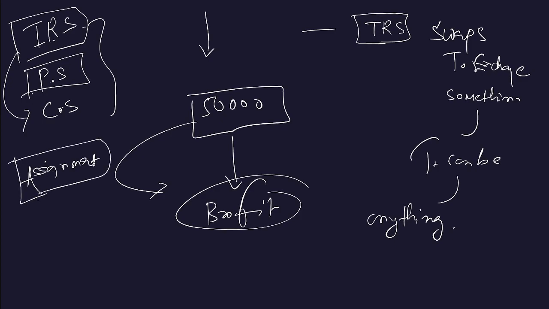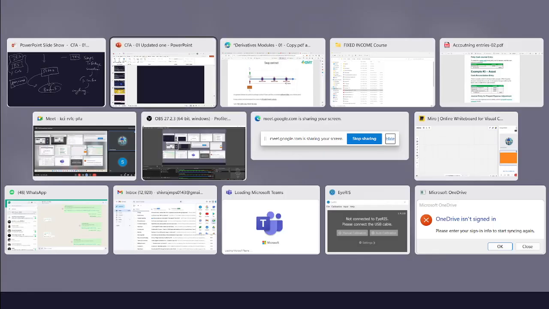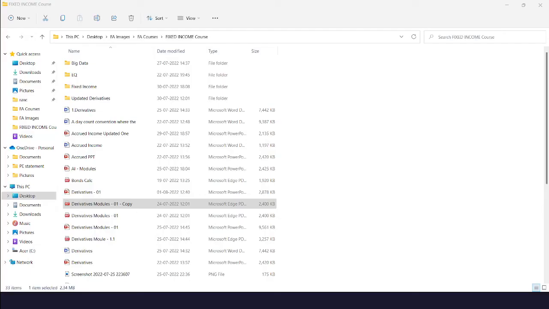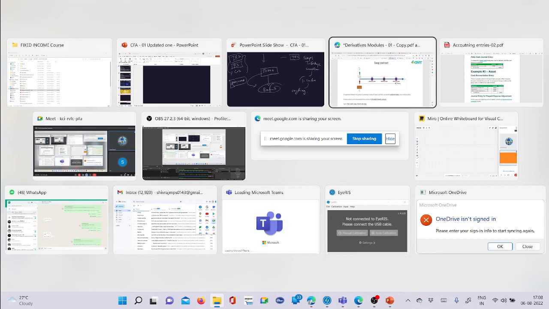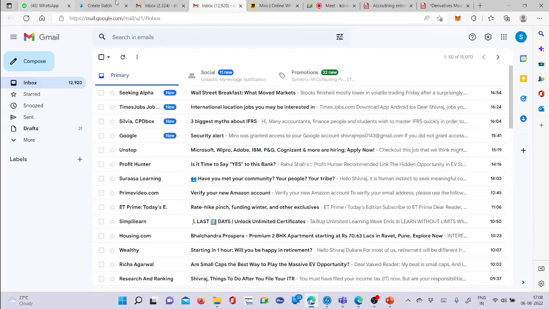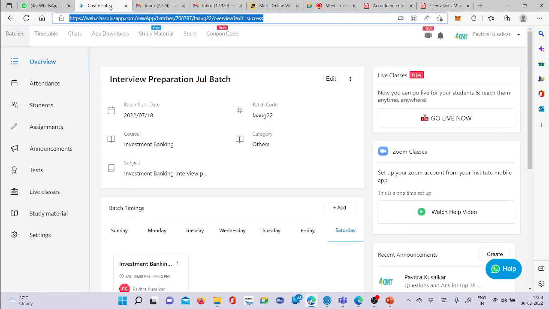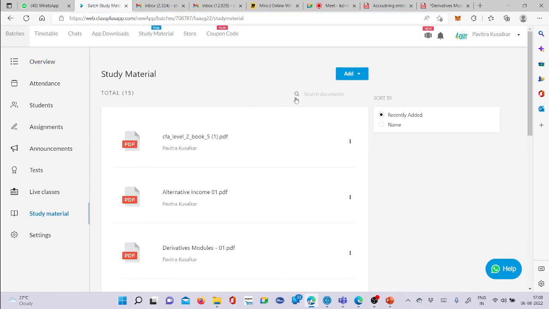Okay, I'll send you the document also if you want, this one derivative copy. I'll send you that, but I want you to go through all this material. Create one example and give me the example of IRS and all. I think I have already added it, this one.